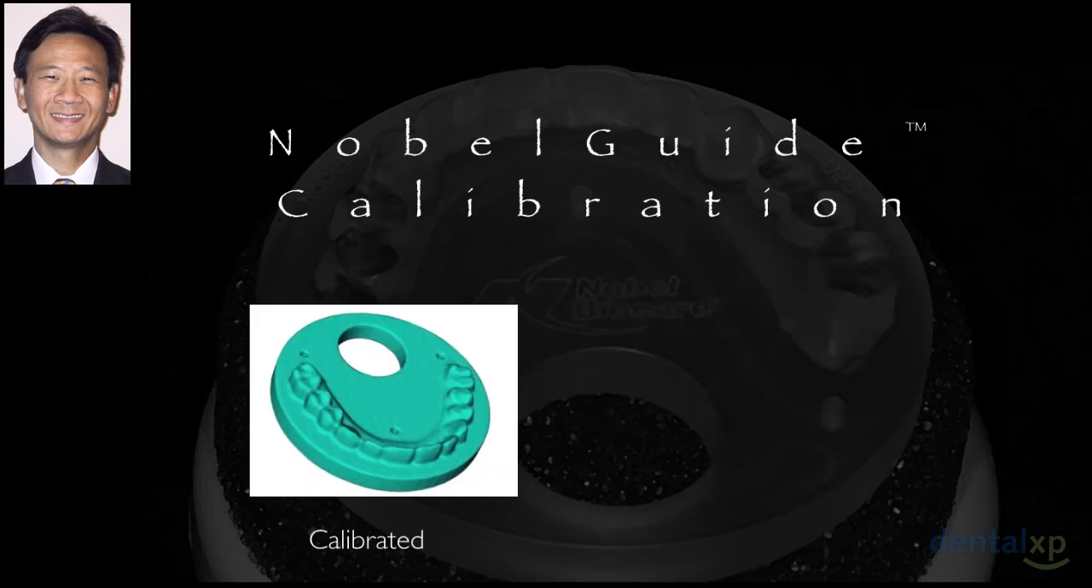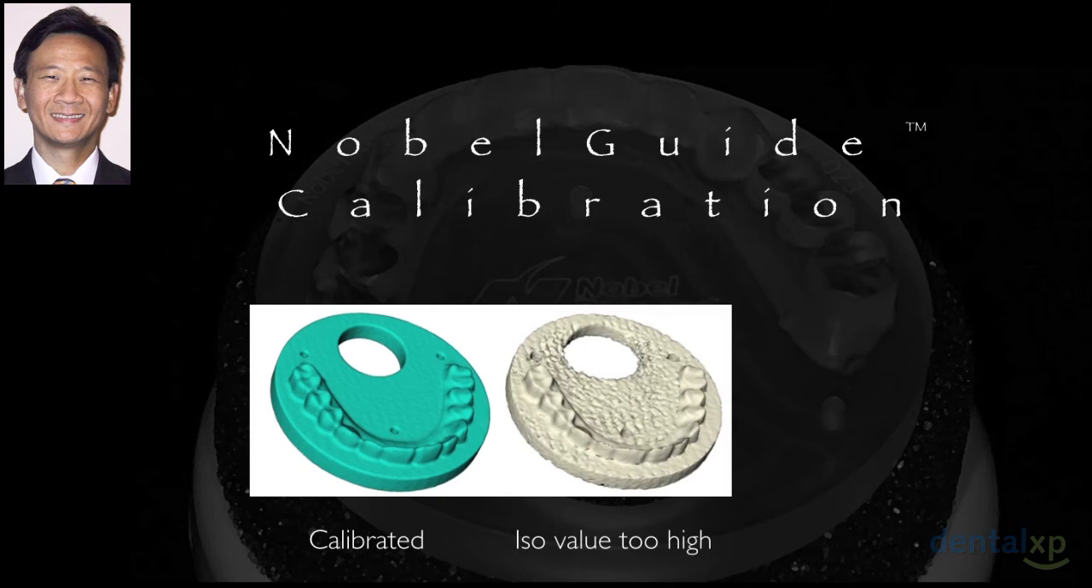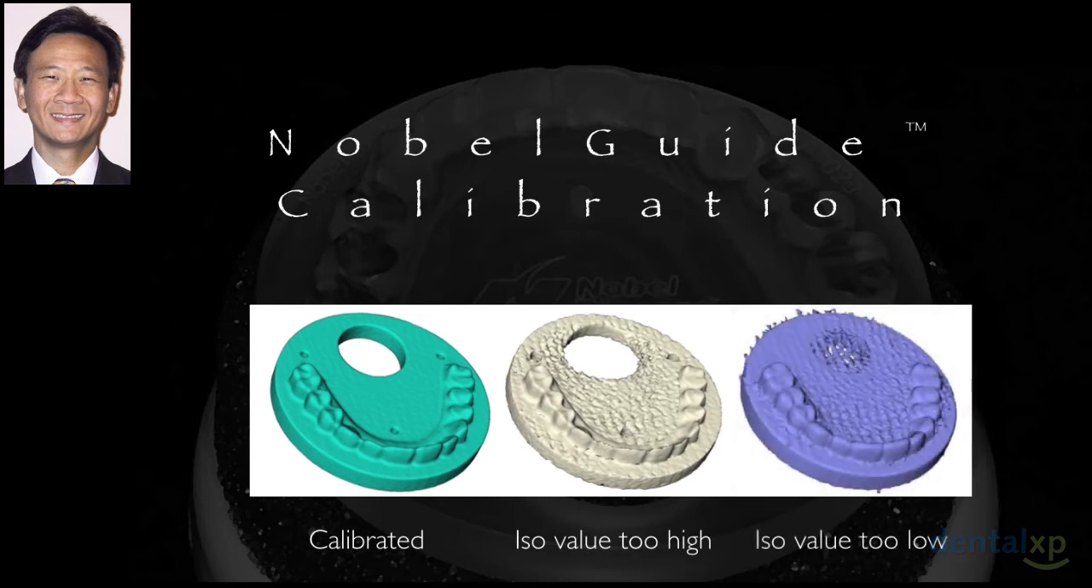Because if the ISO values are off, such as being too high, that can make a smaller template. Or if the ISO value is too low, it will create a larger template. And this will all affect the seat of the surgical template and the positioning of that surgical template. So a calibration device is crucial in accuracy of implant placement and the fit of these surgical templates.